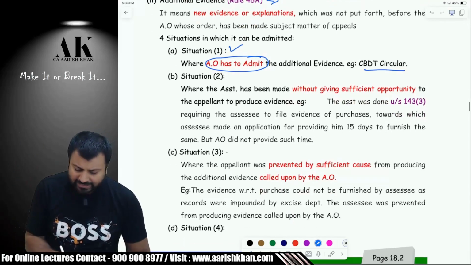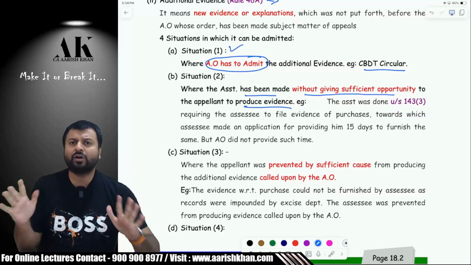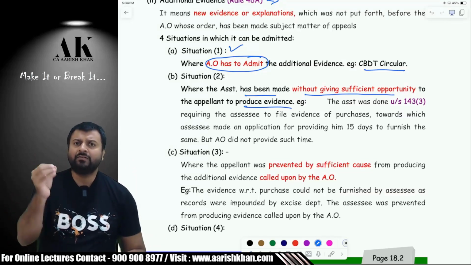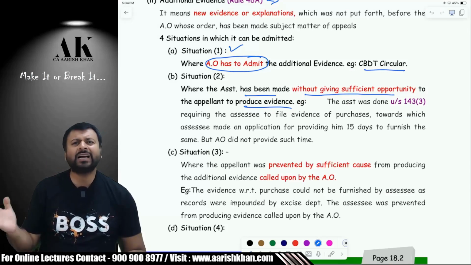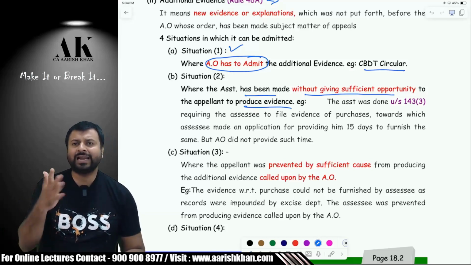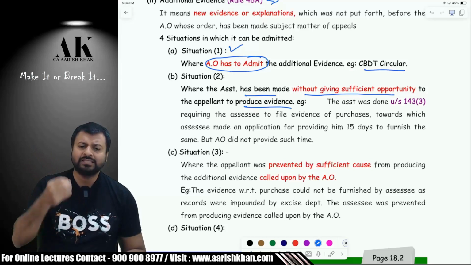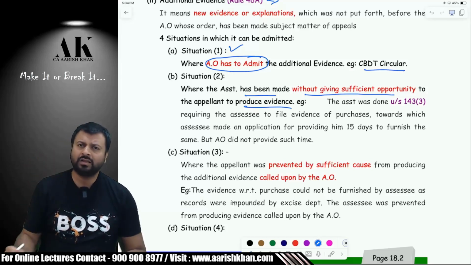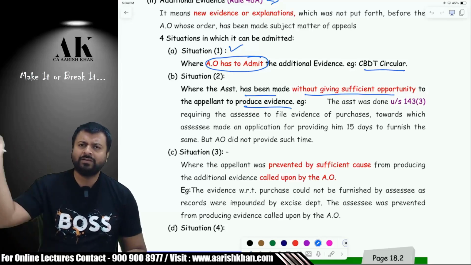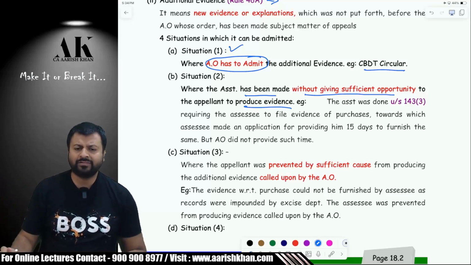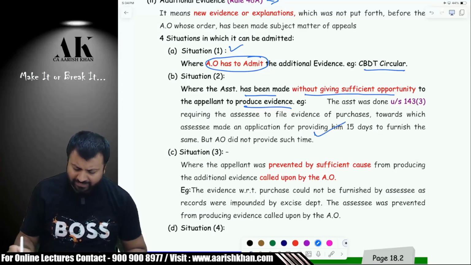Second one, where the AO has passed an order without giving sufficient opportunity to the assessee to produce the evidence. For example, the AO has asked you for a creditor's confirmation. I asked the AO to give me 1 week's time, 10 days, or 15 days for getting the confirmation. The AO said that he is not going to give more than 24 hours, and if you do not produce the document within 24 hours, he is going to pass the order. So I told the assessing officer to pass the order, and I will tell the CIT appeal and JC appeal that the AO did not provide sufficient opportunity to provide the evidence, and therefore I will claim it as additional evidence.